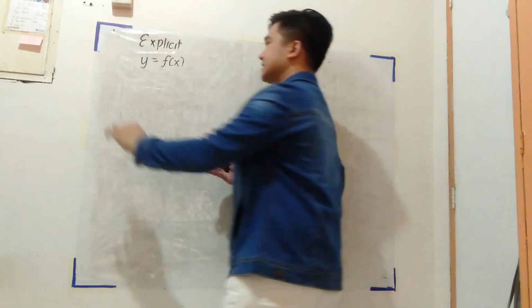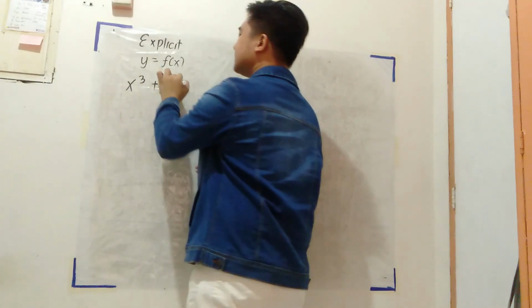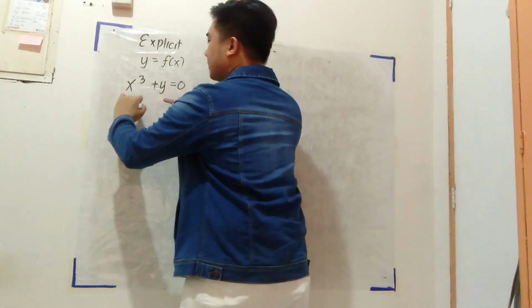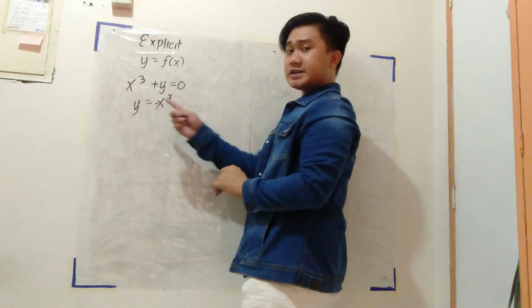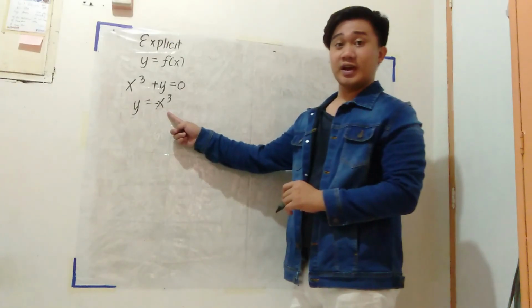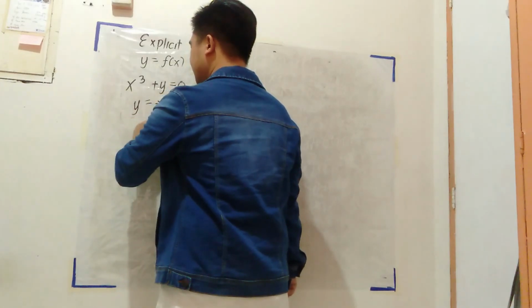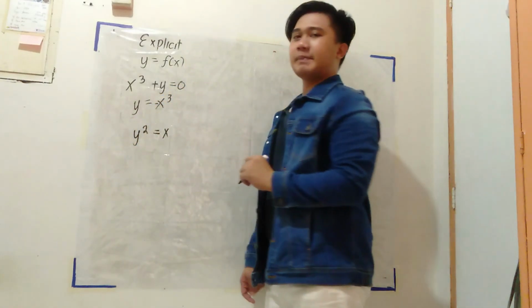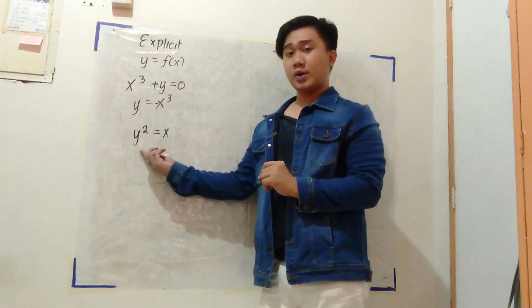So for example guys, binigyan tayo ng x cubed plus y equals 0. Pwede mong gawin y is equal to negative x cubed. So as you can see, ang y ay na-express natin in terms of x. Another example, y squared is equal to x. Kapag ginawa mo yan, sinasabi mong x is a function of y.